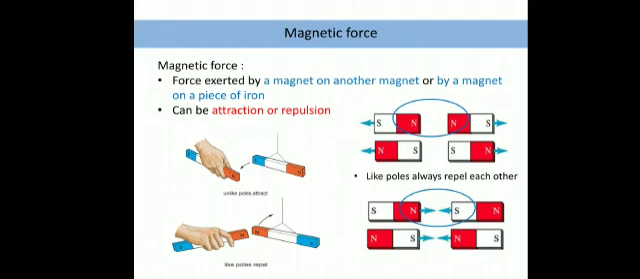And unlike poles or different poles, N of a magnet and S of another magnet, always attract each other. Very sorry, unlike poles always attract each other, as you can see here. So there is a correction needed, and you can see the magnets are also trying to come close to each other. That's all for today's class.